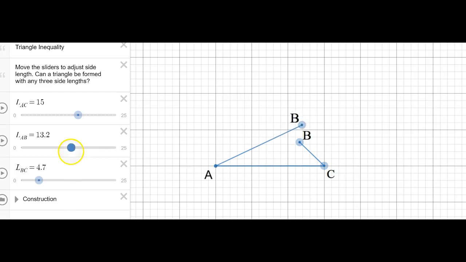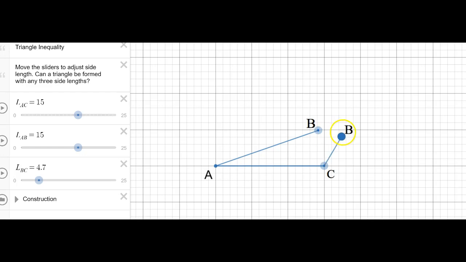sliders. So I can make side AB longer, so there it's 15, and then I can rotate it around, and here's BC. And what I want to do is see if I can make it a triangle. Because of the resolution here on the graph, we're not going to be able to get them exactly, but we can definitely see that these two point B's are going to land on top of each other given these three lengths. So I have AC is 15, and AB is 15, and BC is 4.7.